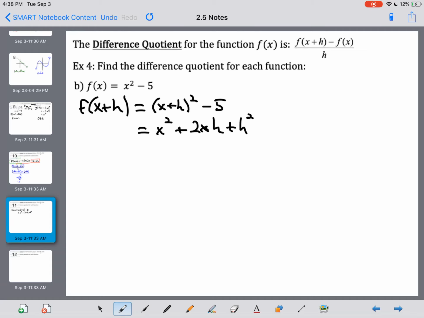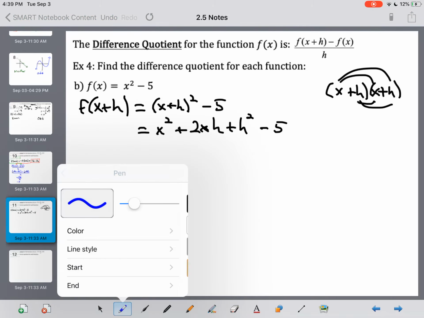All right, and then minus that 5. Now, if you don't know the shortcut, that's perfectly fine, right? You can come off to the side here and do x plus h times x plus h, and FOIL this out. That's perfectly fine. But the shortcut, whenever you're squaring a binomial, is square the first, take 2 times the product of the two, and then square the last.